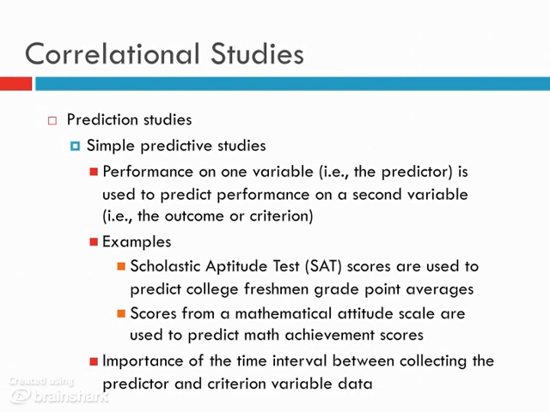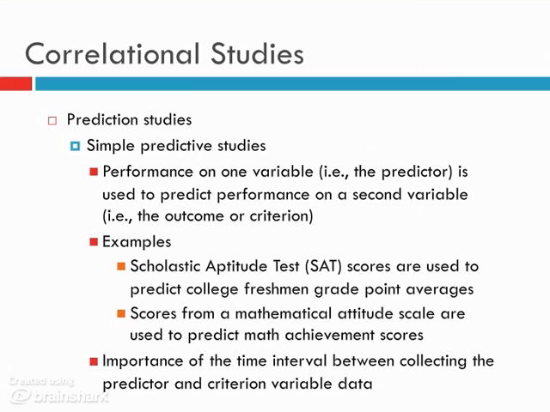So breaking down these different prediction studies, the simple predictive study is looking at how one variable, which is the predictor that we just mentioned earlier, can be used to predict the performance of the second variable, which is your criterion. Some examples that are given are that SAT scores can be used to predict freshman grade point averages, or an attitude scale in math is used to predict achievement scores. So this is done through statistical measures.